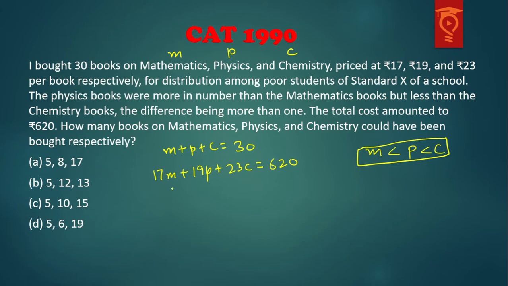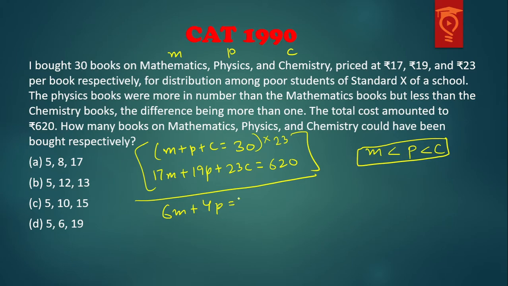Now if I try to solve these two equations and eliminate c from here, I'm going to get 6m plus 4p is equal to 70. Some of the mechanical calculation I skip in the video. So wherever you feel you are stuck or you didn't understand, you can please pause the video, work it out on a piece of paper you have, and be satisfied. And when you reach this, you can resume.